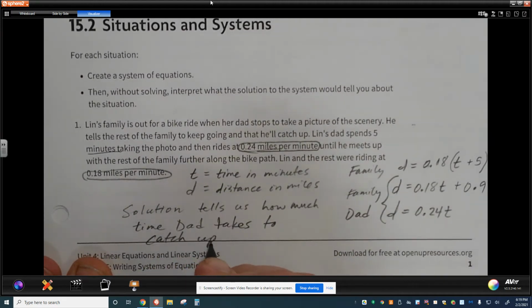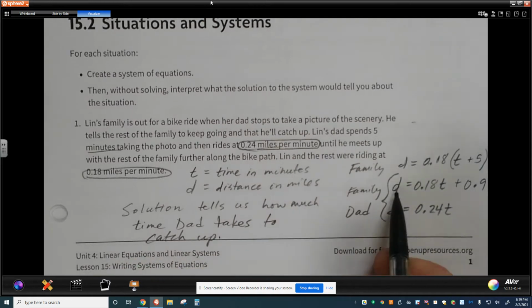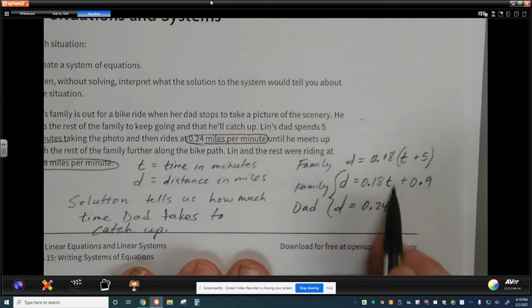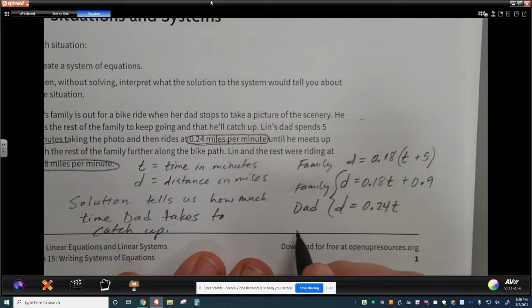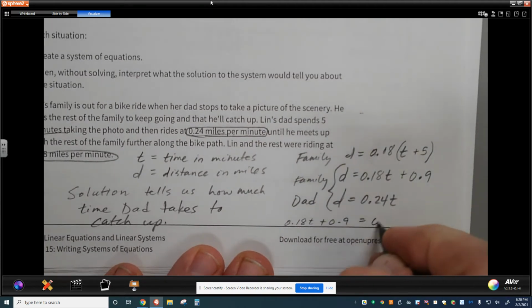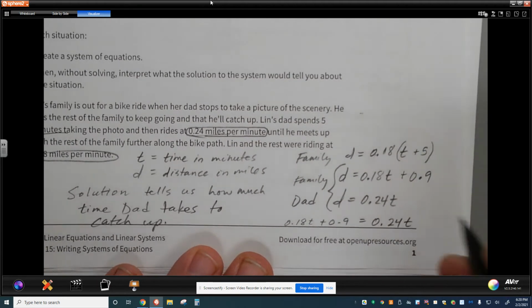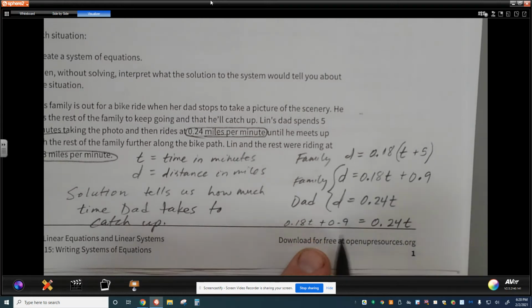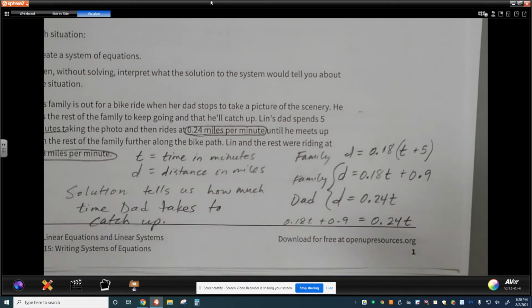And the reason I know that is this. Both equations are equal to the same thing. So the distance would be equal at what time? And just for your bonus piece, what would that mean? It would mean that the family has traveled 1800ths of a minute or 1800 miles per minute plus the 900 miles that they've already gone. And that would have to equal the 2400ths miles per minute that dad is traveling on his bike. At the point they are equal, that tells us that the time is equal and the distance we already know is equal at that time.